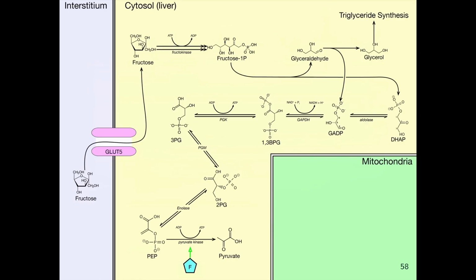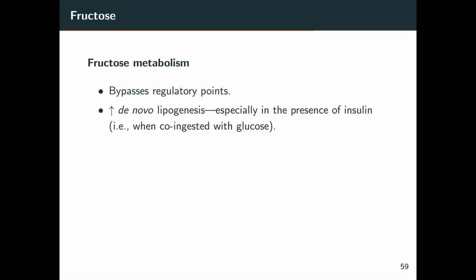And so it follows, fructose can follow a number of pathways. We can end up with lots and lots of pyruvate, which can be used for fatty acid synthesis, or it can actually be metabolized into glycerol, which can participate in the synthesis of triglycerides. And at multiple points, fructose upregulates de novo lipogenesis. And so we know that it bypasses regulatory points and that it increases de novo lipogenesis, and especially in the presence of insulin, such as when fructose is co-ingested with glucose, i.e. sugar.